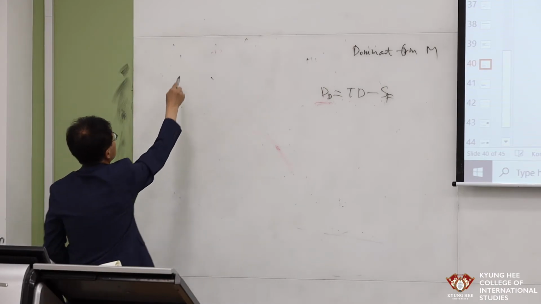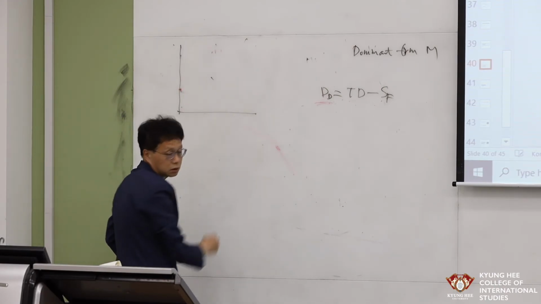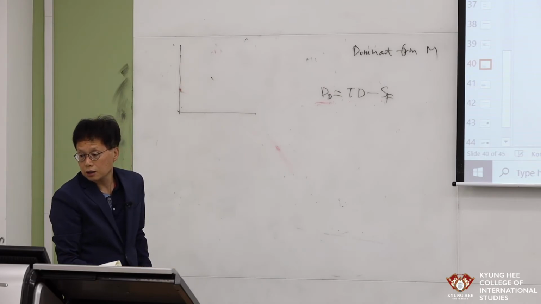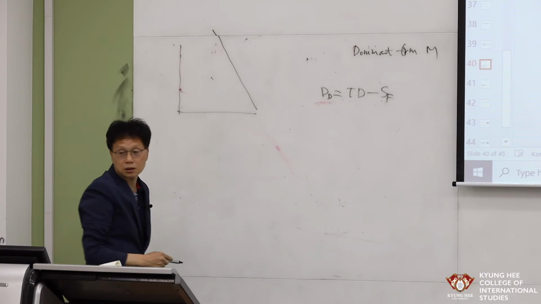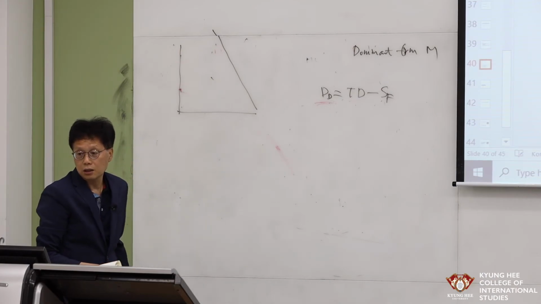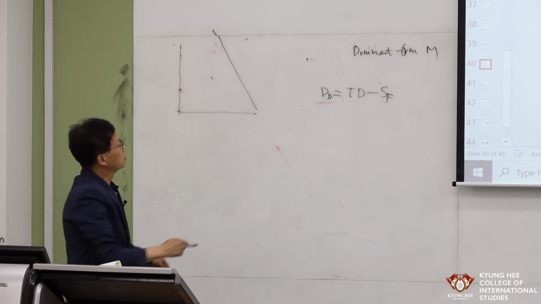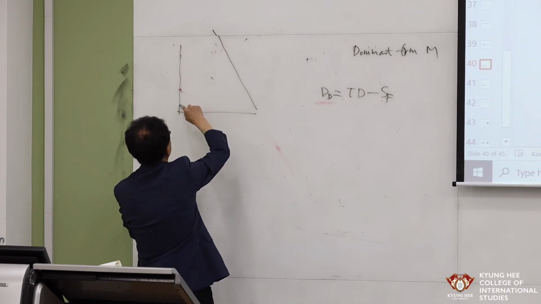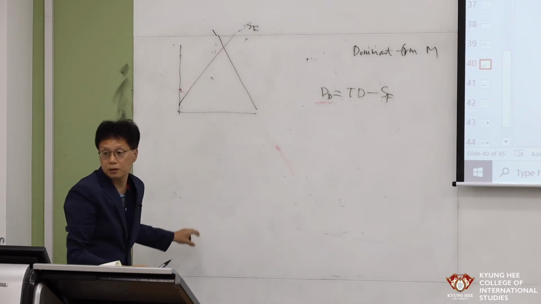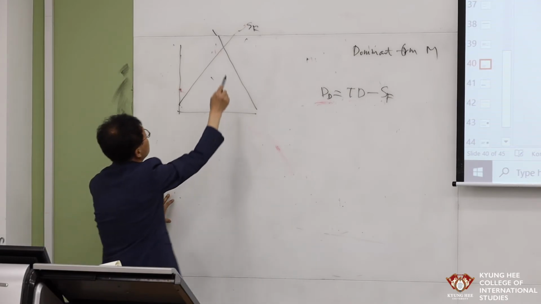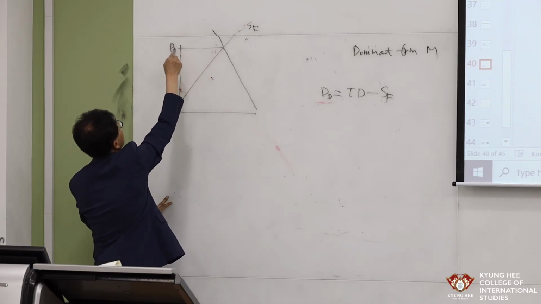The OPEC case is like this. Inelastic demand curve, like this. And supply by fringe firms is like that, that is SF. Then this one is P1.